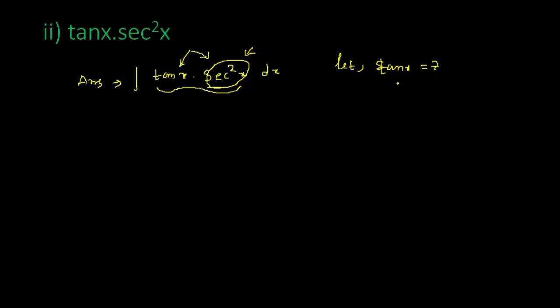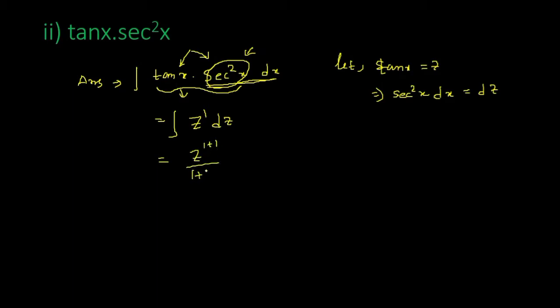So we take tan x equal to z here. Now differentiating it, it will become sec square x dx equals dz. So as we can see, there is sec square x dx, we can now substitute it by dz, and tan x is z. So putting z here, and sec square x dx is dz, this will be z to the power 1. Now doing the integration, we will get z to the power 1 plus 1 by 1 plus 1 plus c, that will be z square by 2 plus c. Now the value of z is tan x, so that is tan x whole square by 2 plus c.